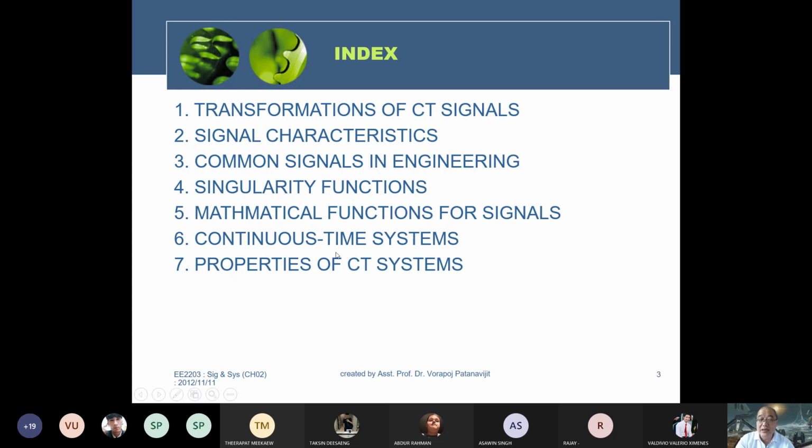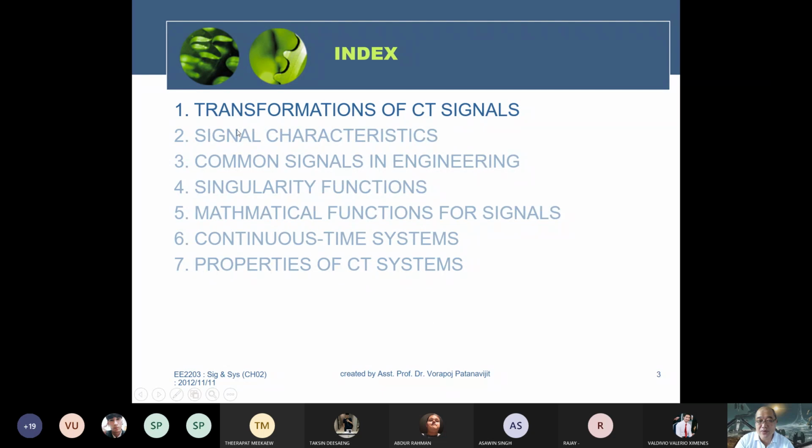Another topic is about the system. Introduce the continuous time system and the properties of the system. For the properties of the signal, we concentrate only on two: the even and odd characteristic, and the periodic. But there are up to 6 properties for the system that we will discuss later.